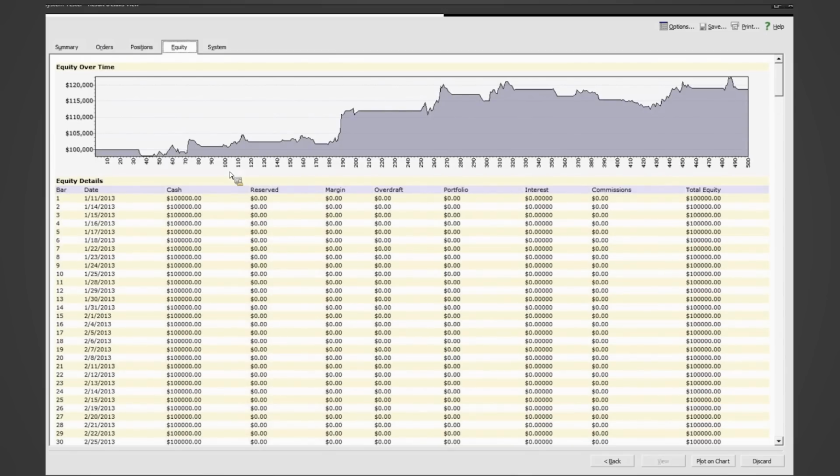Now, for those of you who don't know what an equity line is, an equity line is basically how our money is played out over time. So what do I want to see in an equity line? Well, I want to see my money growing over time, right? That's kind of the end goal for all of us, I think, is what's my money doing?